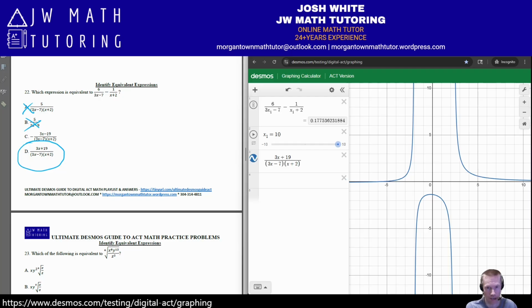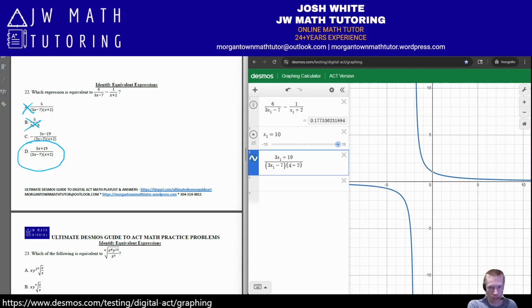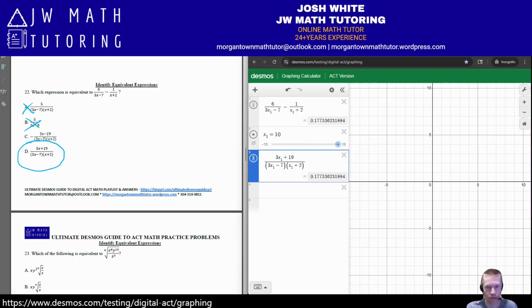That's our slider that I just added. Now, if I add an x1 to all of these, it's going to turn it from a graph into a number. Notice I get the exact same value, 0.1775363, and so on. So that tells me this is the correct answer. And if we went through all of the other ones, you would see they would not have the same value. So a couple things to keep in mind. The graphing approach can only be used in certain cases, whereas the numerical approach we can pretty much use in any case.